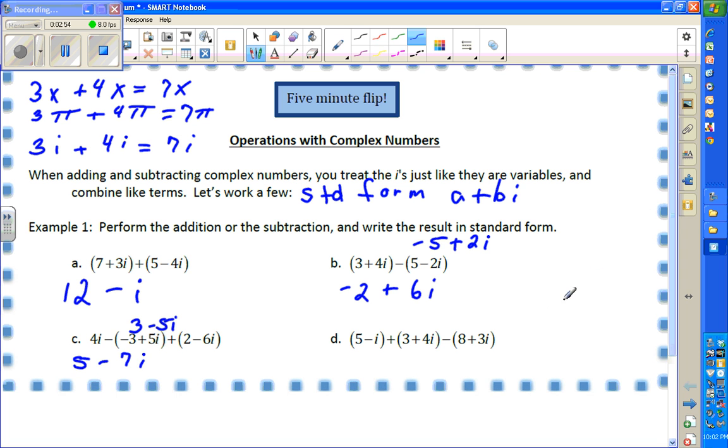On the last one, D, let's distribute the negative on the last term, giving me minus 8 minus 3i. And combining like terms, we have 5 plus 3 is 8, minus 8 is 0. And for the imaginary part, negative i plus 4i is 3i, minus 3i, again, giving us 0 i's. So altogether, that is just 0. No real number part or imaginary part.